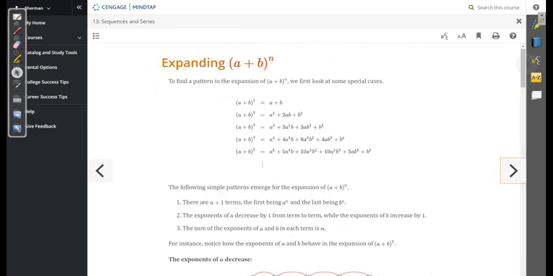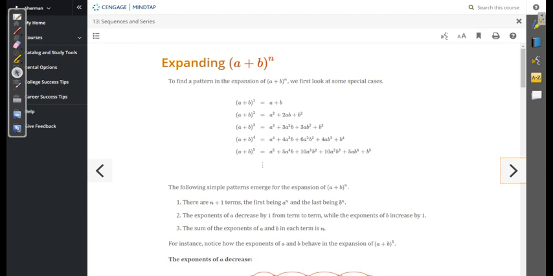But anyways, let's start off. So expanding a plus b raised to the nth power. To find a pattern in the expansion of a plus b to the nth power, we first look at some special cases. Okay. So what we're going to do is pretend like we are, I guess it was Pascal that came up with this. We're just going to try and find a pattern, okay?